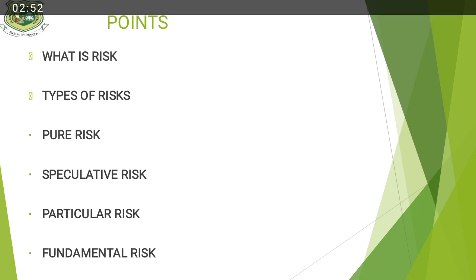Then the last but not the least is the fundamental risk. This fundamental risk involves a group of people. An example of this fundamental risk is when there is an earthquake in a community. That type of risk involves everybody. If there is a problem in a community, it involves everybody. So this is the fundamental risk.